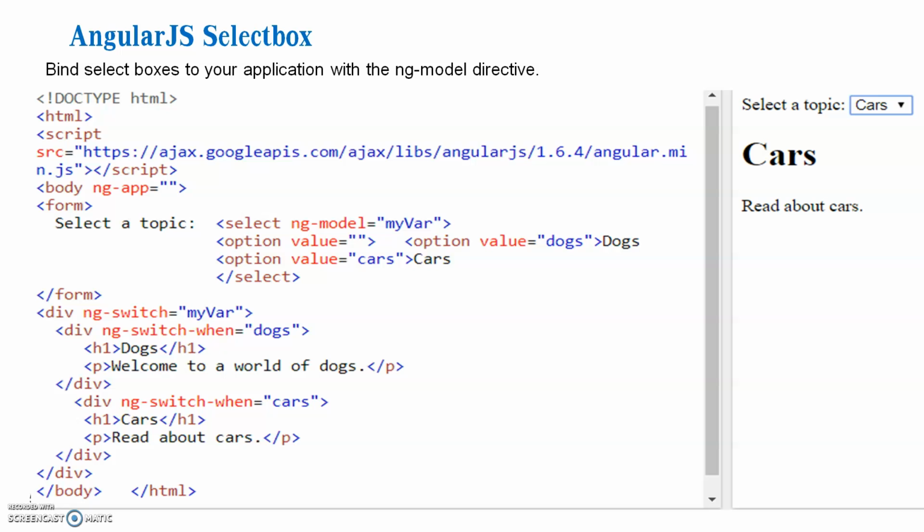Select box, drop down list. So again see, form tag, select, and ng-model myVar. This variable, this name will be used for the model. Then first option value dog, then option value cars. So 2 values are there, dogs and cars, and one is blank. Then in ng-switch, again if dogs is selected, then this will display. If ng-switch finds cars, then this will display.